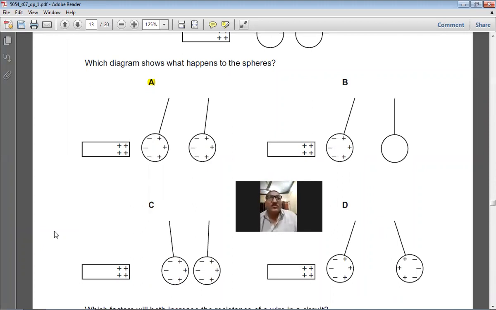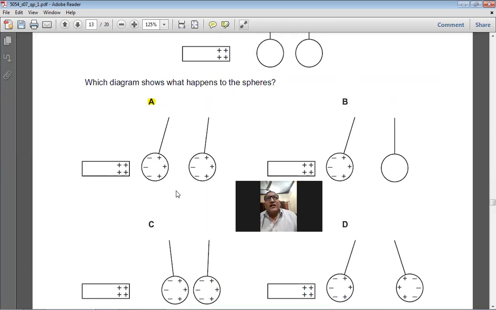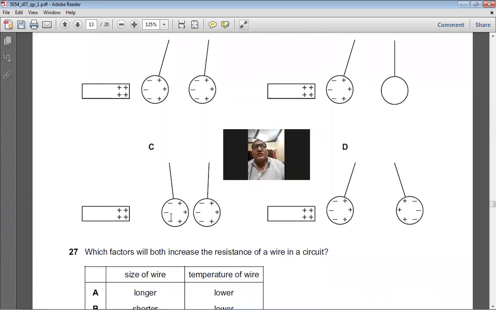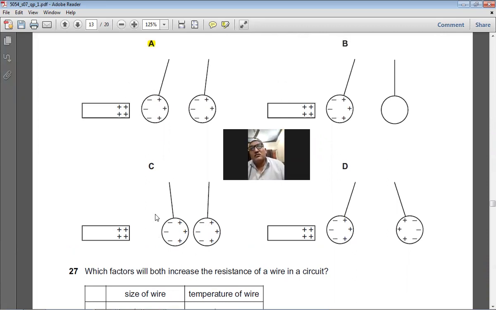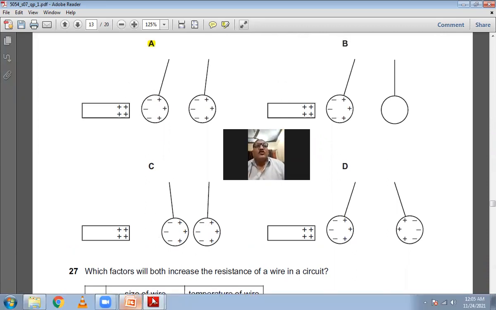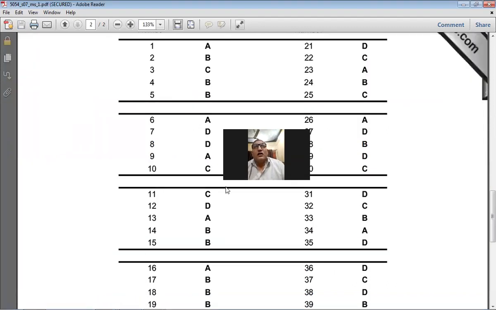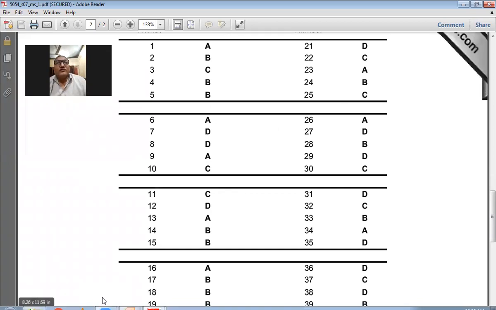I think A looks the best option, sir. These are not right options. It should not have bent this way. So that's why it's wrong. So question number 26, A is the right option, sir.